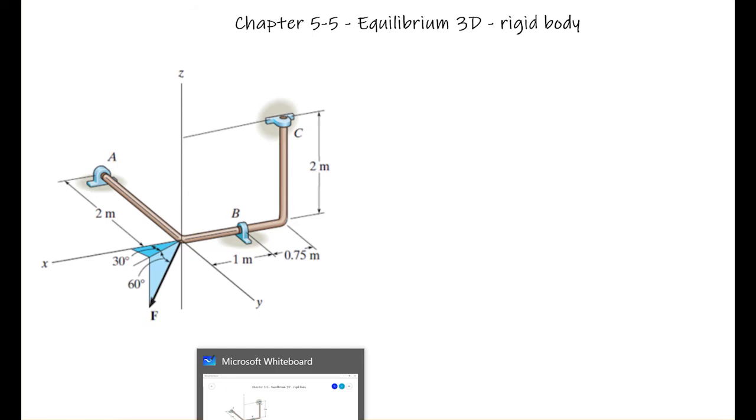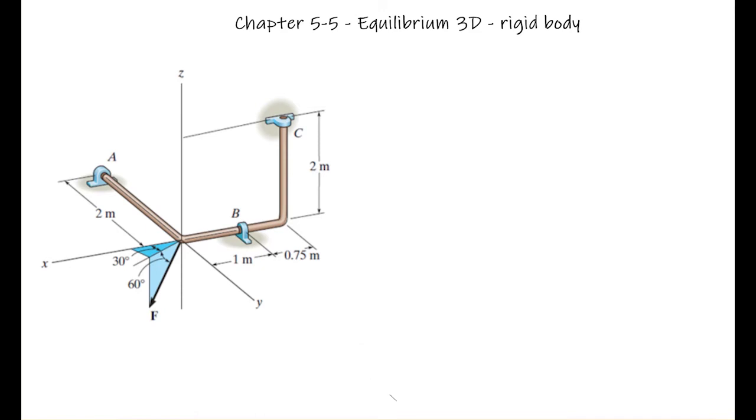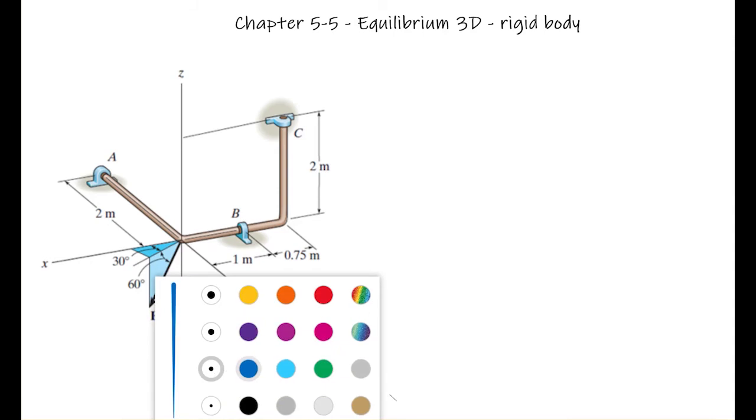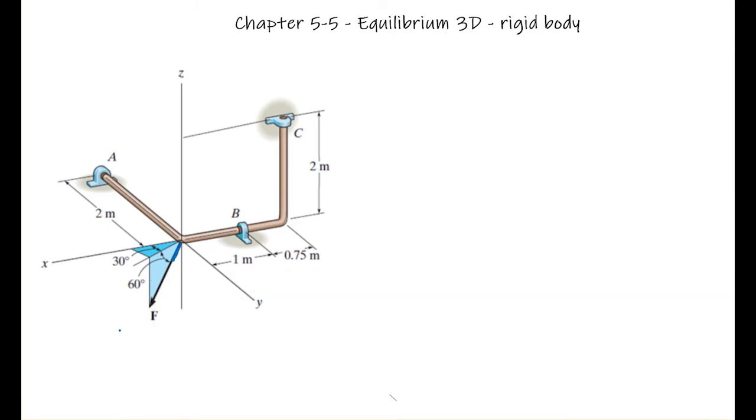This is chapter 5, section 5, and it's equilibrium in 3 dimensions for a rigid body. First steps, we need to identify the forces. One force is given in this one, with direction in the door plane, and this force is 800 Newton. Sorry, I forgot to write it. So we need to find the force in Cartesian notation form.